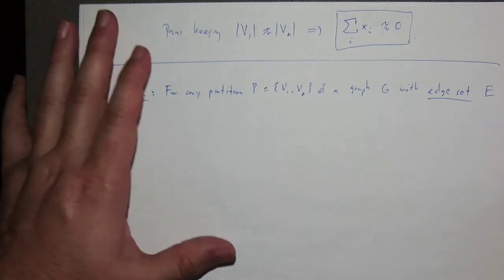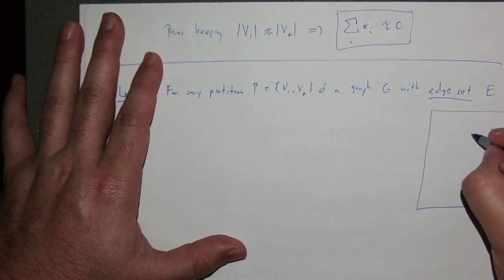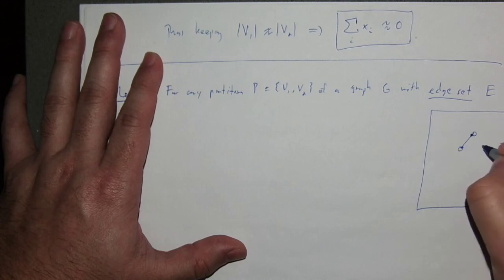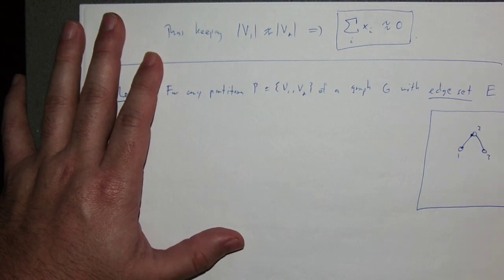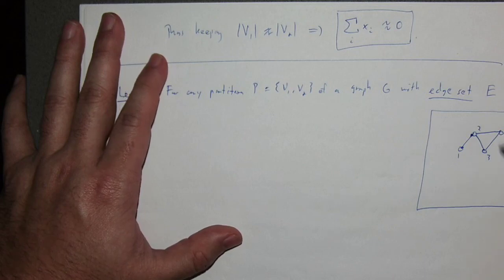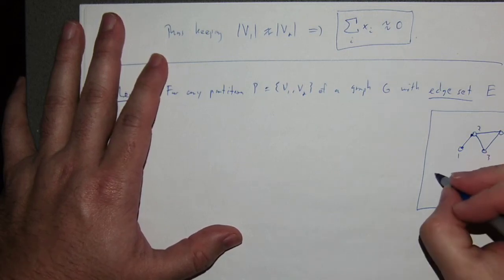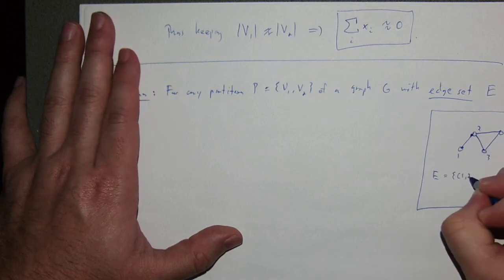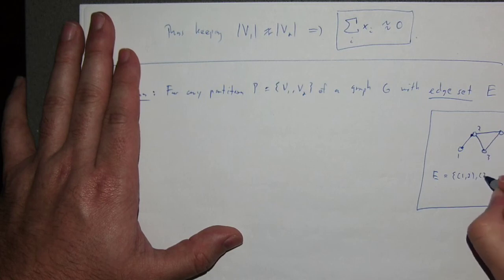So for instance, maybe we'll do a little aside here. If I have a graph, let's say it has vertices 1, 2, 3, and let's make it more interesting, 1, 2, 3, 4, and this is my graph. Then my edge set E would be the set containing the 1, 2 edge, the 2, 3 edge, the 3, 4 edge, and the 2, 4 edge.